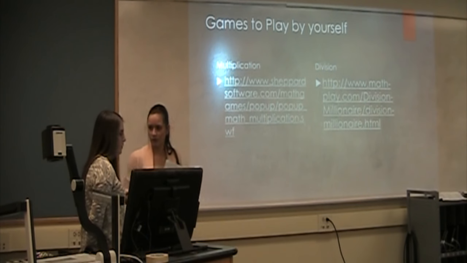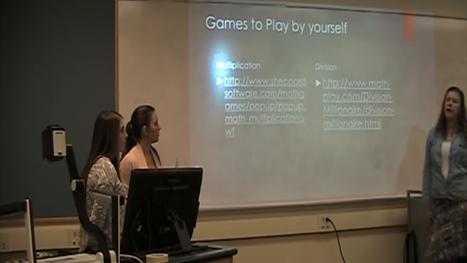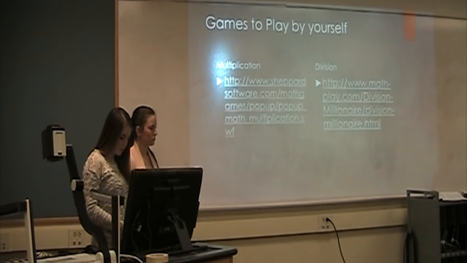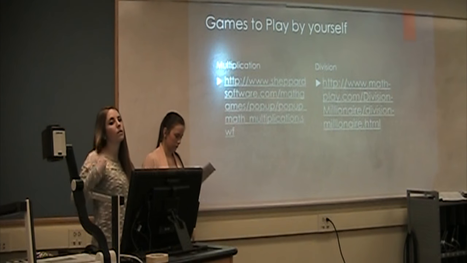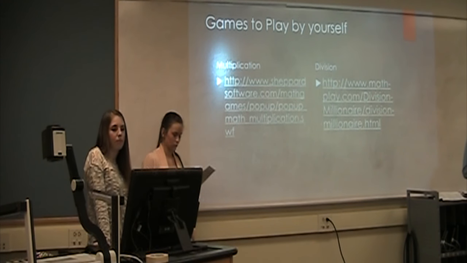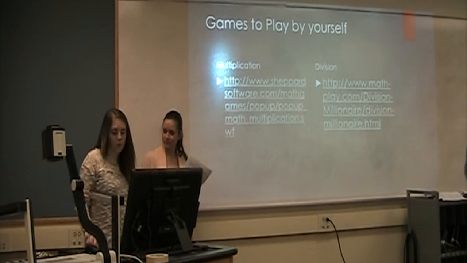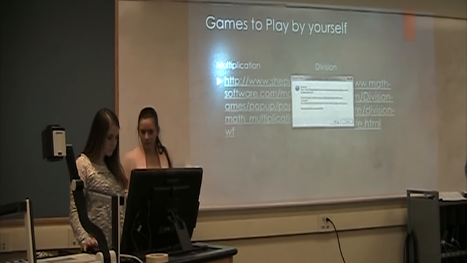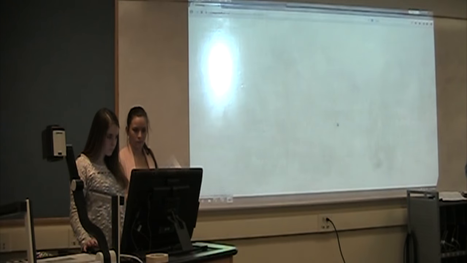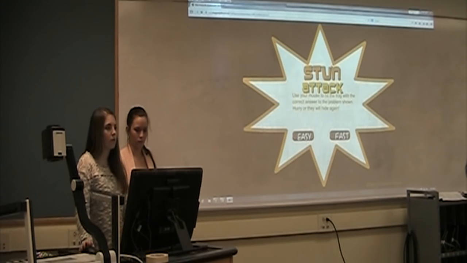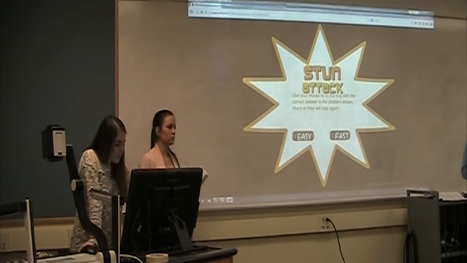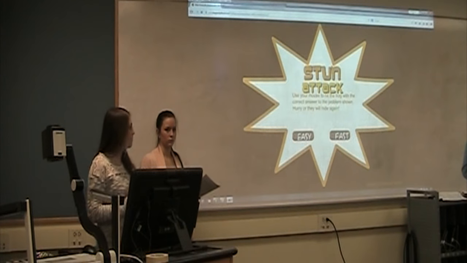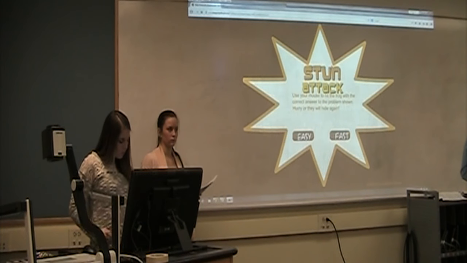Let's do the multiplication game first, which is on the left side. And you can just copy that URL. And then after everybody's played that for a few minutes, we'll switch to the division game. So your screen should look like this, and the link is also on your handout if you need that.